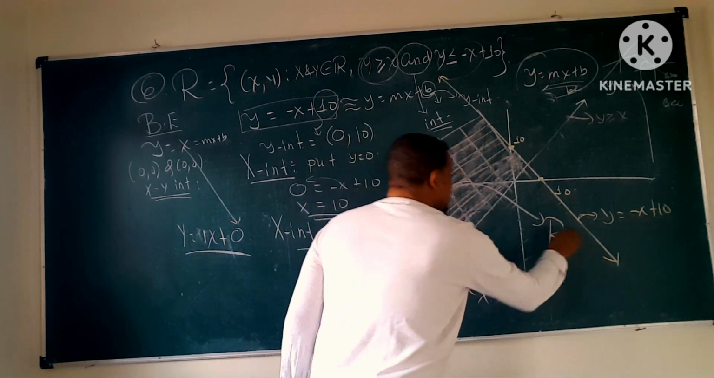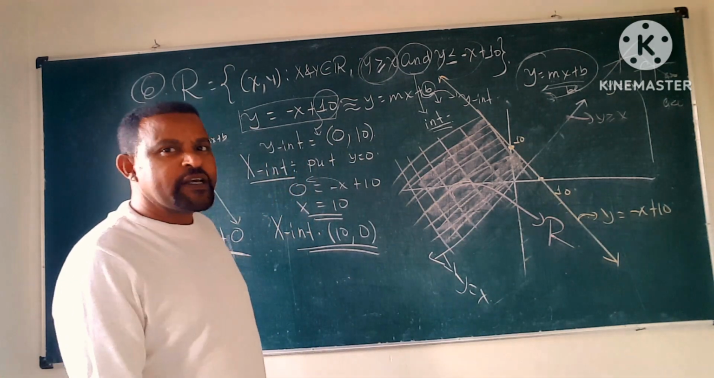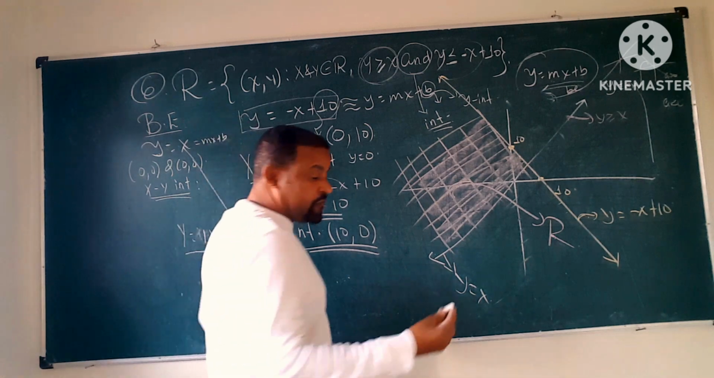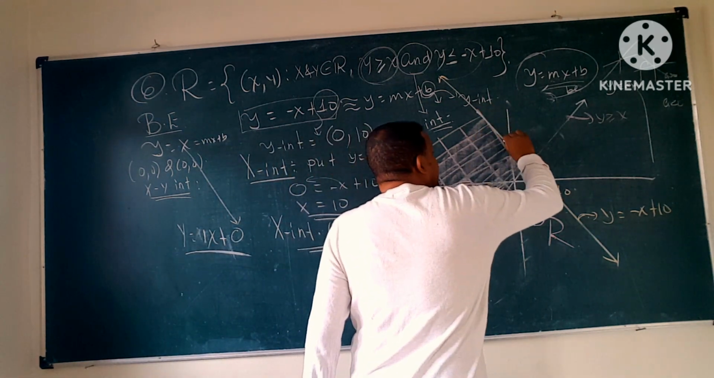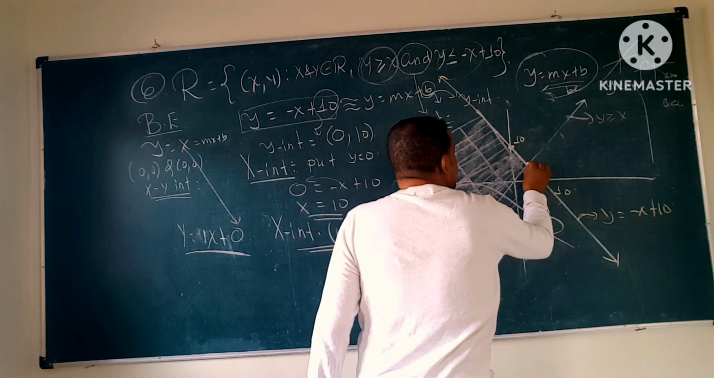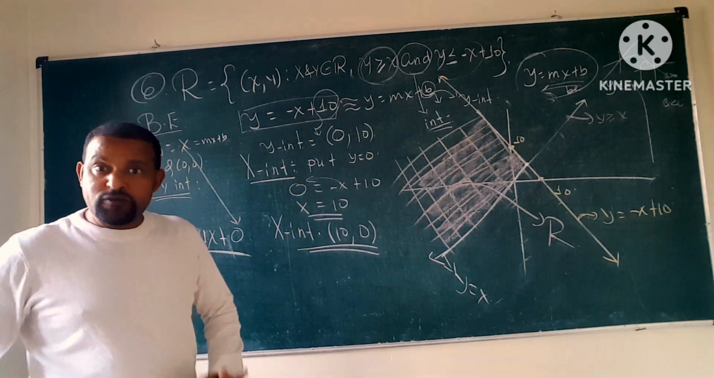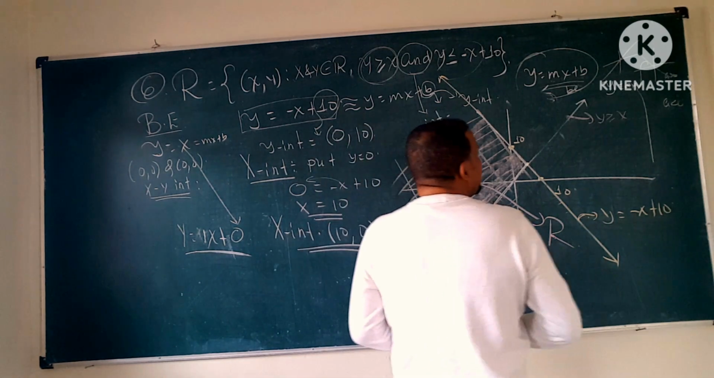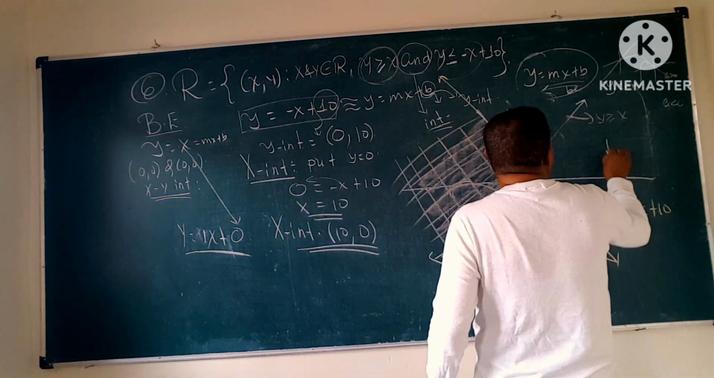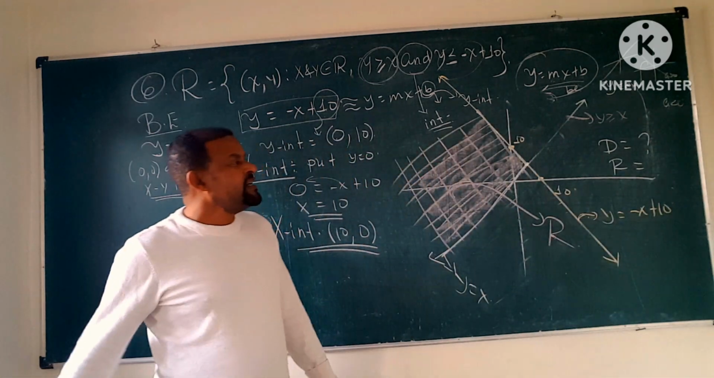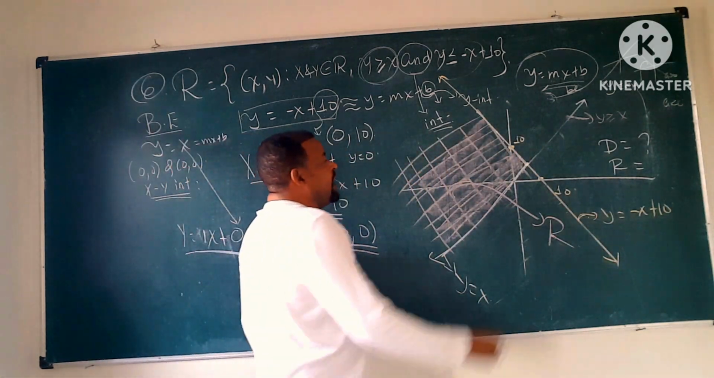This is the graph of the relation. Now the question is: how could you find the domain and range of this graph? Next, let's find the domain and the range of this graph.